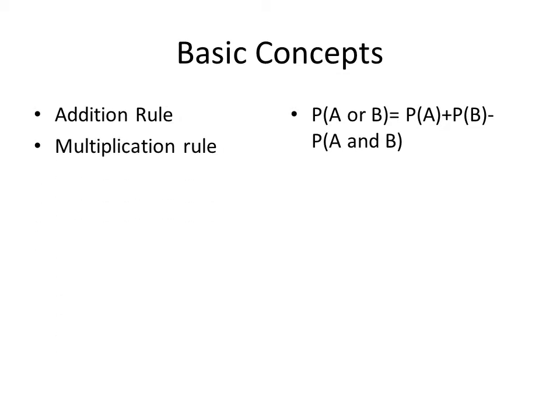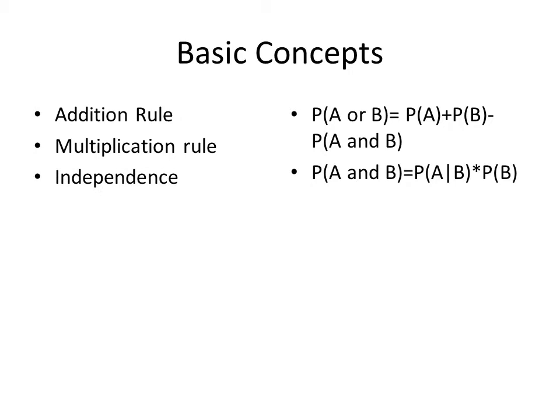Then there's the multiplication rule. What is the multiplication rule? That involves conditional probability, and that one states that the probability of A and B is equal to the probability of A given B times the probability of B. Here's your conditional probability.